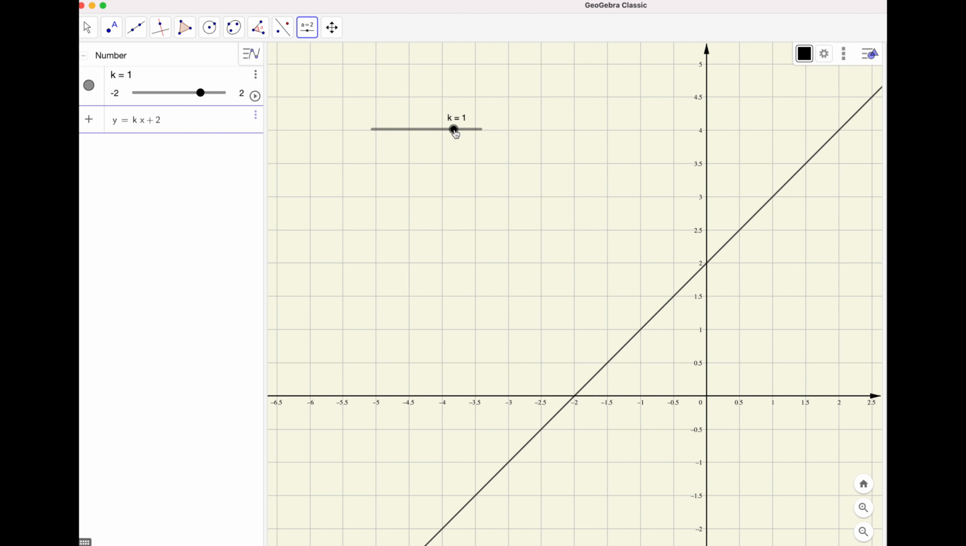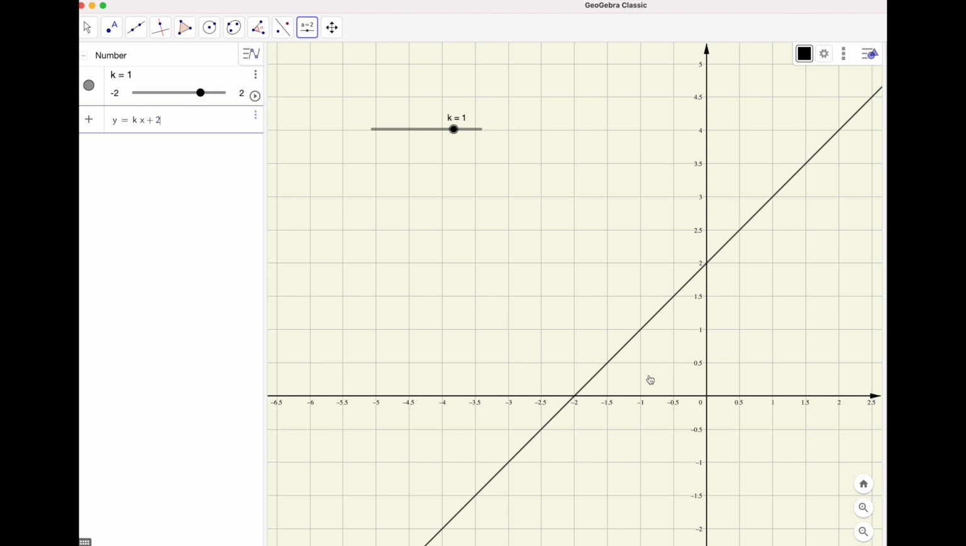But let me start changing K. What do you think will happen if I just start moving K around here? What is your prediction? Does the line, definitely the line will start changing, but do you think it will translate itself up or down, left or right, or would it go rotational? Rotational. Yeah, it should be rotational, definitely, because K value is the angle.